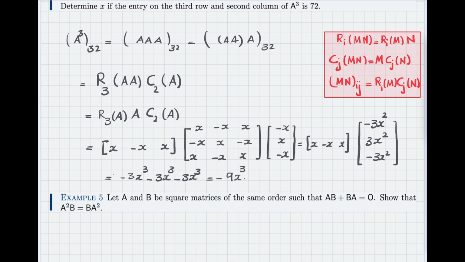But on the other hand, it is mentioned that this is supposed to be 72, yes? So this becomes 72. If I divide by 9, x cubed becomes minus 8. Yes? And then clearly x is equal to minus 2. Okay? Any questions here?